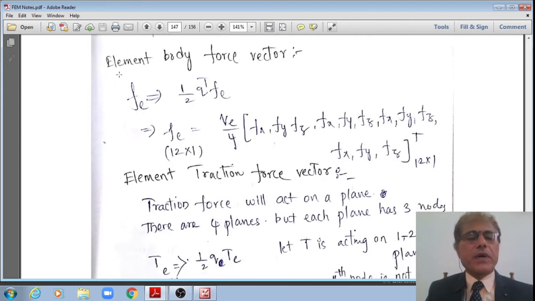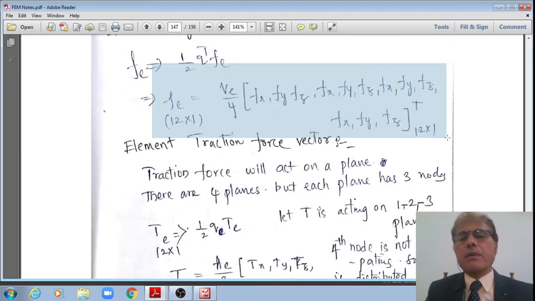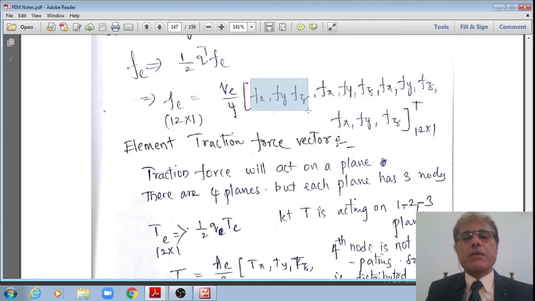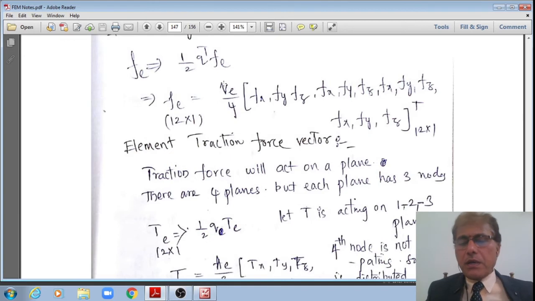Then taking the work done by this body force, I can write that in standard format as half Q transpose multiplied by Fe, where Fe is the element body force vector, given by this 12 by 1 vector: the body forces resolved along the three Cartesian coordinate directions Fx, Fy, Fz, multiplied by the volume VE of that 3D 4-node tetrahedron element.